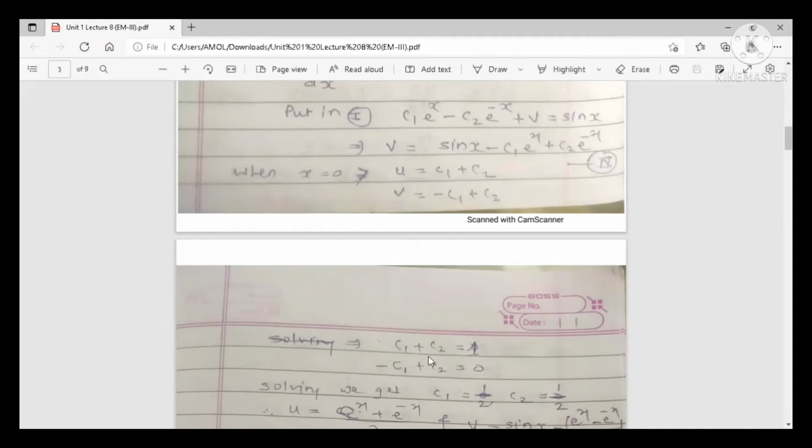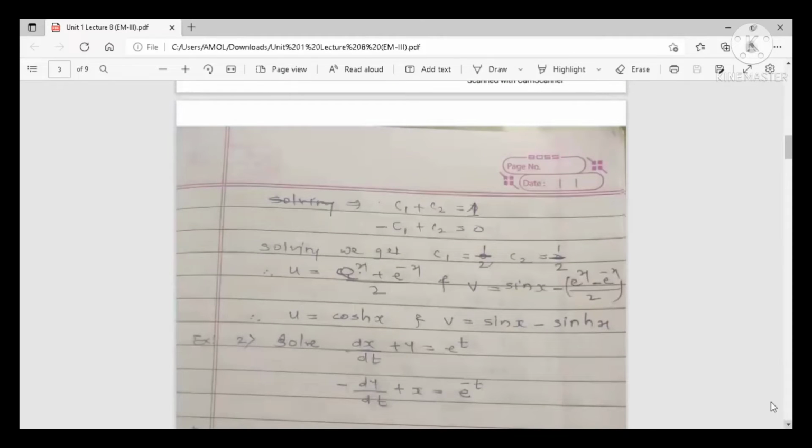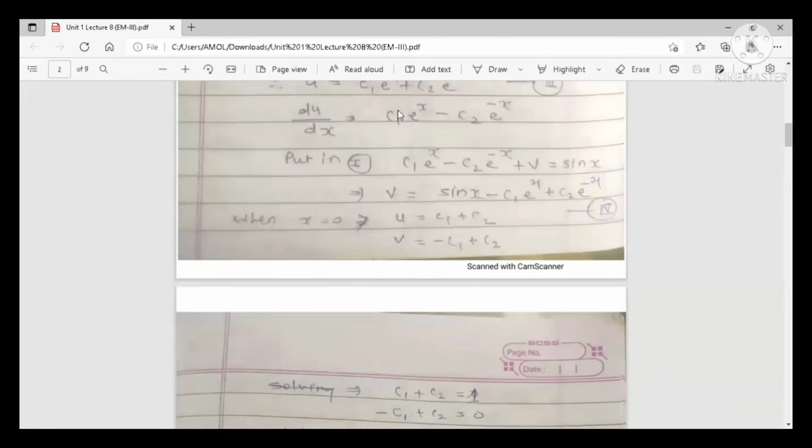So we have these two linear equations. When we solve these linear equations, you just add the two equations. If we add these two equations, 2c2 is equal to 1, which means c1 is equal to 1 by 2 and c2 is equal to 1 by 2. So after getting the values of c1 and c2, you put them in equations 3 and 4. So we have u is equal to (e raised to x plus e raised to minus x) by 2, and v is equal to sin x minus (e raised to x minus e raised to minus x) by 2. These special conditions are given, so we can remove the arbitrary constants c1 and c2.